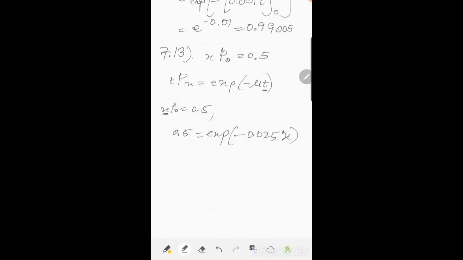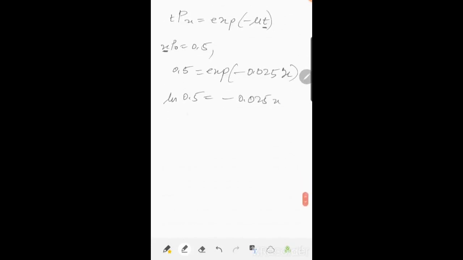So how do you solve for x? You introduce logs, natural logs. In this case, we are supposed to only use natural logs. So we introduce natural log. We have ln 0.5 is equal to minus 0.025x. This is just simple arithmetic. Make x the subject of the formula. We have ln 0.5 over negative 0.025. Using our calculators, we get 27.726. So this is how we do it.